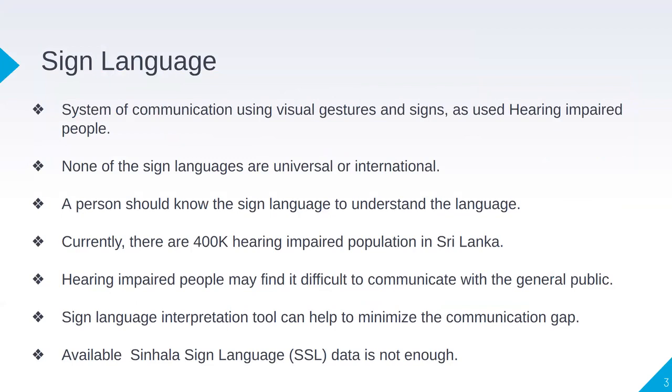Let's start with sign language, which is a communication medium used by individuals who are hearing impaired, which consists of visual gestures and signs. None of those sign languages are universal, they differ from country to country, and are not mutually intelligible. In Sri Lanka, there are about 400,000 individuals in the hearing impaired community, and they find it difficult to communicate with the general public. Due to this, a communication gap exists between the hearing impaired community and the general public. So a sign interpretation tool like this SSL translator can help minimize the communication gap.